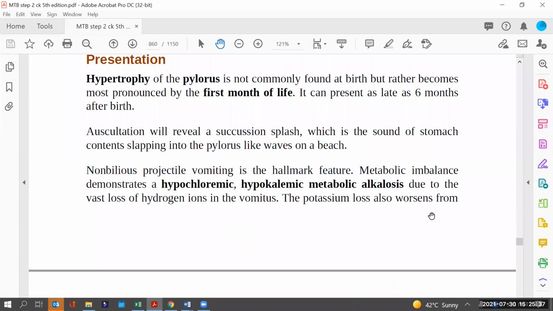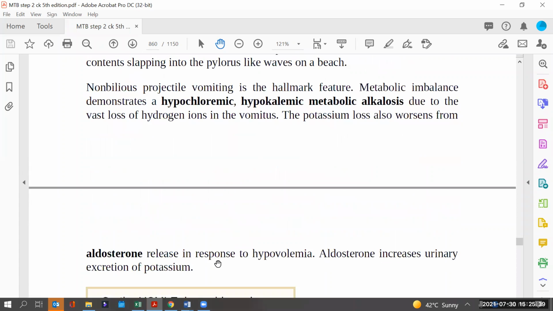Now the potassium loss also worsens from aldosterone release in response to hypovolemia. So of course, when someone vomits, then what will happen? The volume will be low. The blood volume will be low. And when the volume of the blood is low, the aldosterone is activated. And once the aldosterone activates, that will cause the loss of potassium in the urine. So you will find less potassium in the blood. So all this phenomena can cause less potassium in the blood, less chloride in the blood, and more pH of the blood.